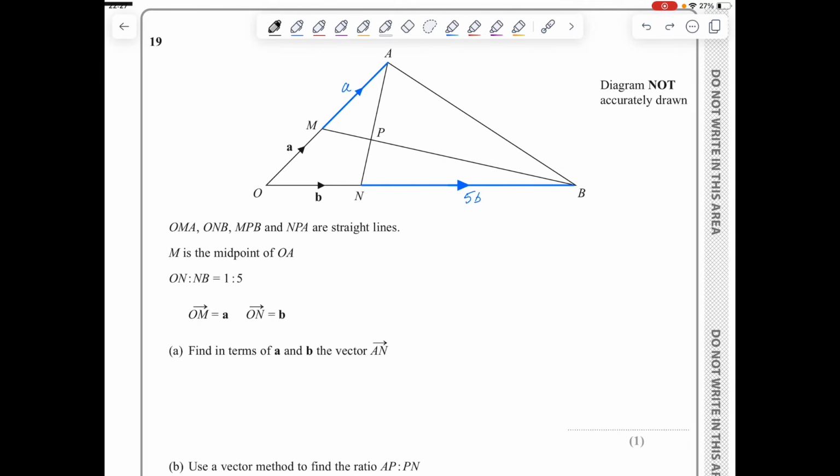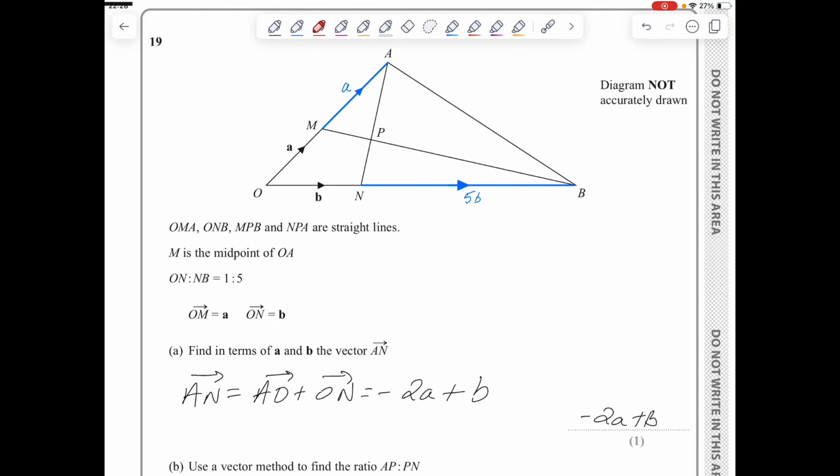Now to go from A to N, this is equivalent to going from A to O and then from O to N. AO is twice the vector a in the reverse direction, so I get minus 2a plus the vector ON, which is equal to b, so minus 2a plus b is the required vector. Now for part B, I will have to split the line AN into two parts with some unknown ratio.